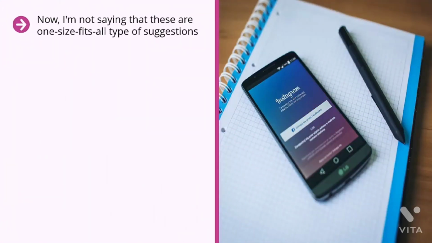Now, I'm not saying that these are one-size-fits-all type of suggestions. I'm not saying that you must follow these to the letter. You obviously have to tweak and customize them to fit your set of circumstances. Still, you need to follow these 6 steps for you to succeed in building a real following on Instagram. This is just an overview. I'm going to devote one video to each of these steps.